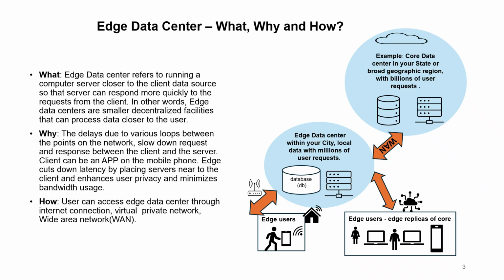In Case 1, the core data center is like a large shopping mall. Core data center in your state or in a broad geographic region like AWS, GCP, handling billions of user requests and responses in a day. The case 2, Edge data center, is like a small shopping mall in your locality, near to your house, or within your city, processing data locally, say millions of user requests and responses in a day.